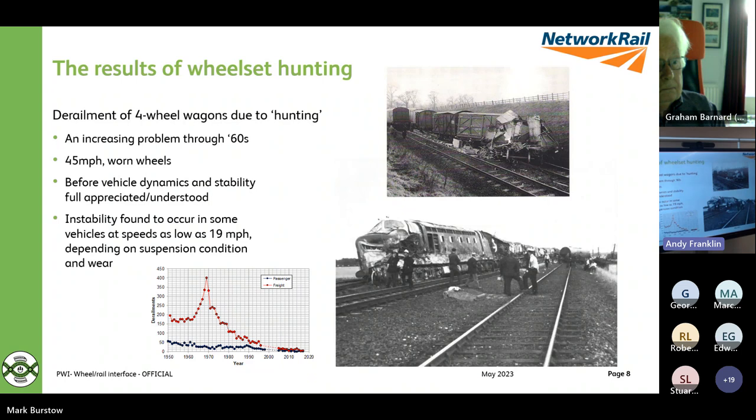And what was the name of the first funeral? I think it was around Rugby on the old Great Central line. Yeah, not Rugby West. When I came in, we were still having 4-wheel wagon derailments all over the place. So, bit of history.